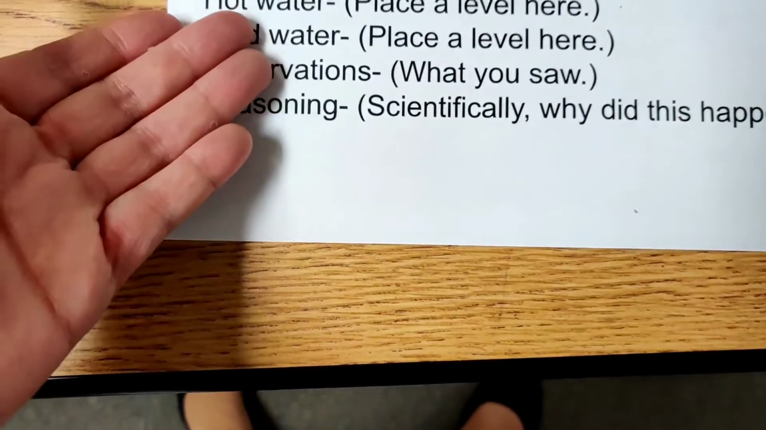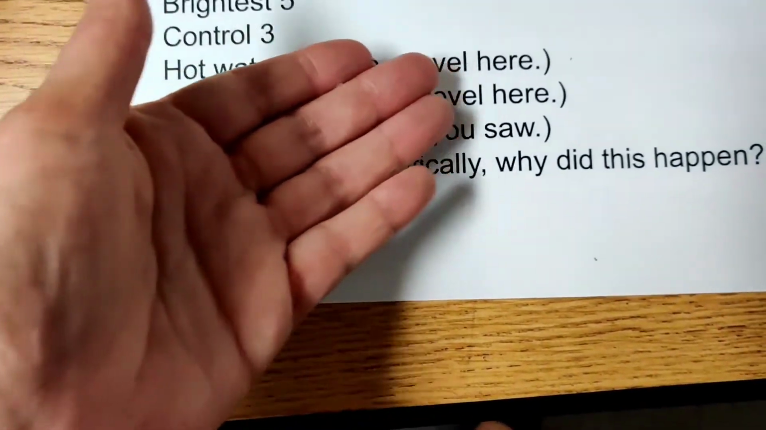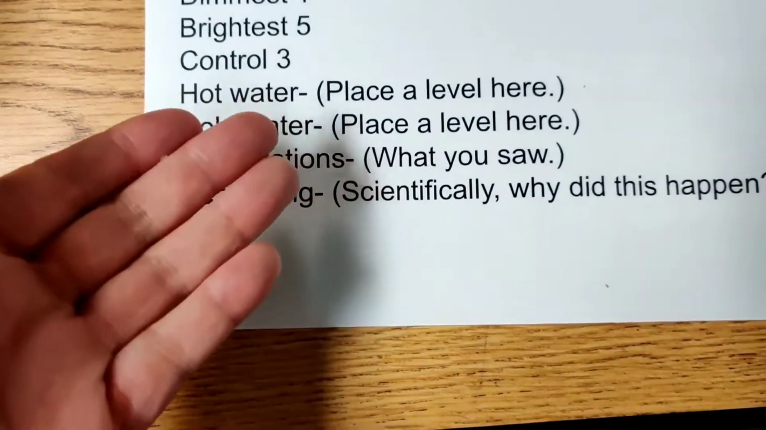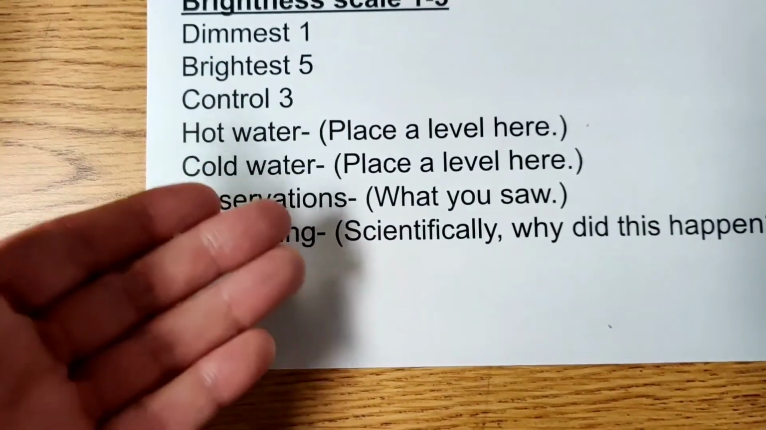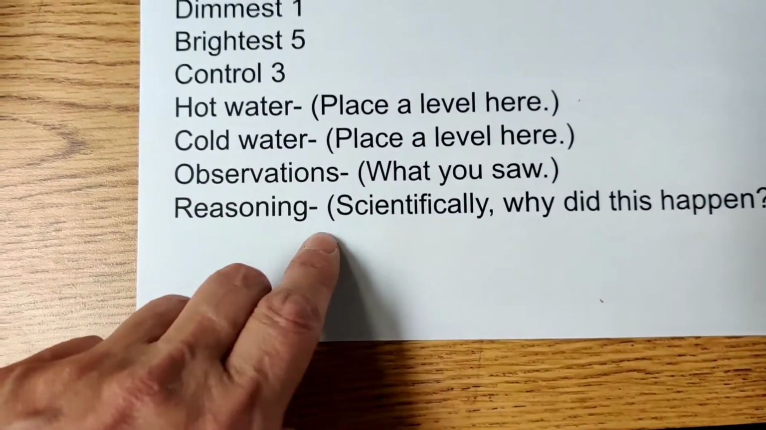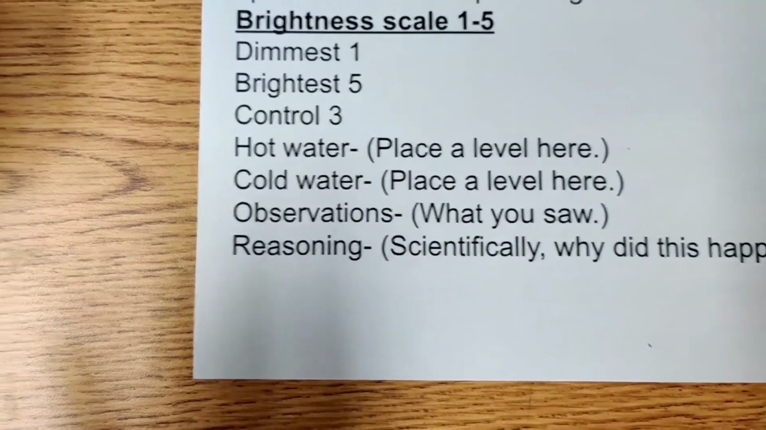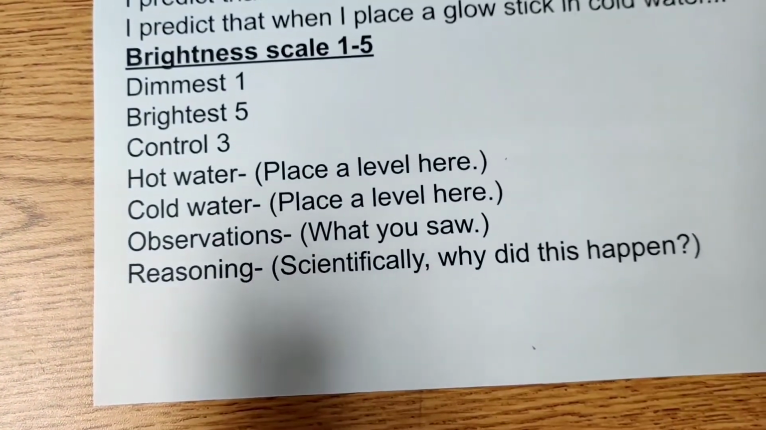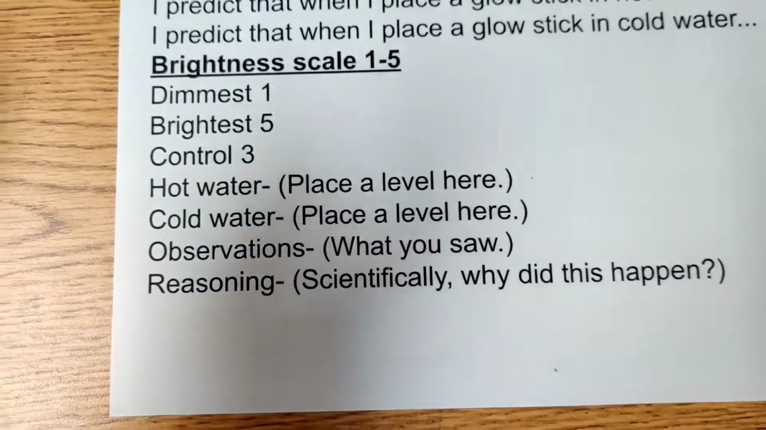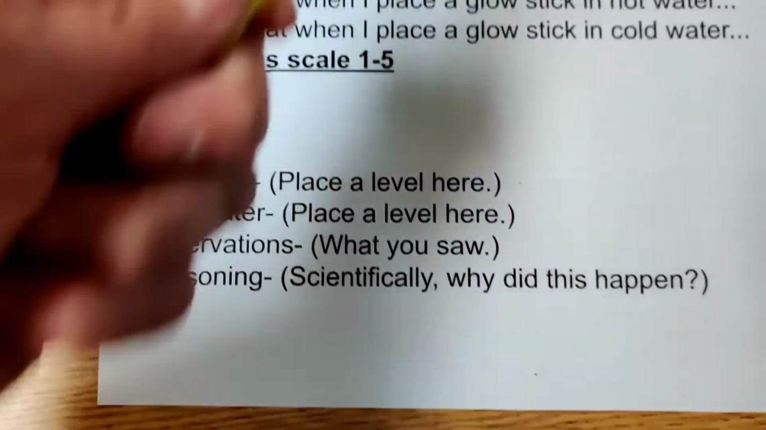So you're going to write hot water, and then whatever level you see there. Cold water, and whatever level you see there. You're going to write down your observations of what you saw happening. And then reasoning, scientifically. What is the explanation why what you saw happened?